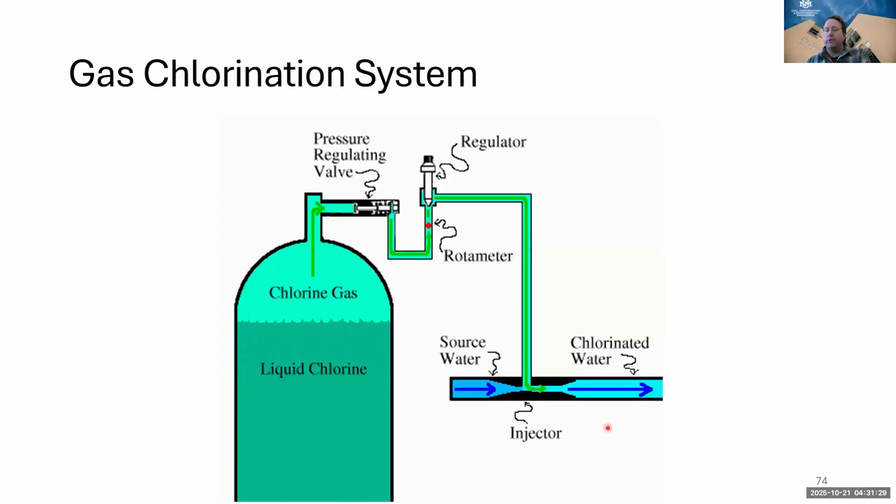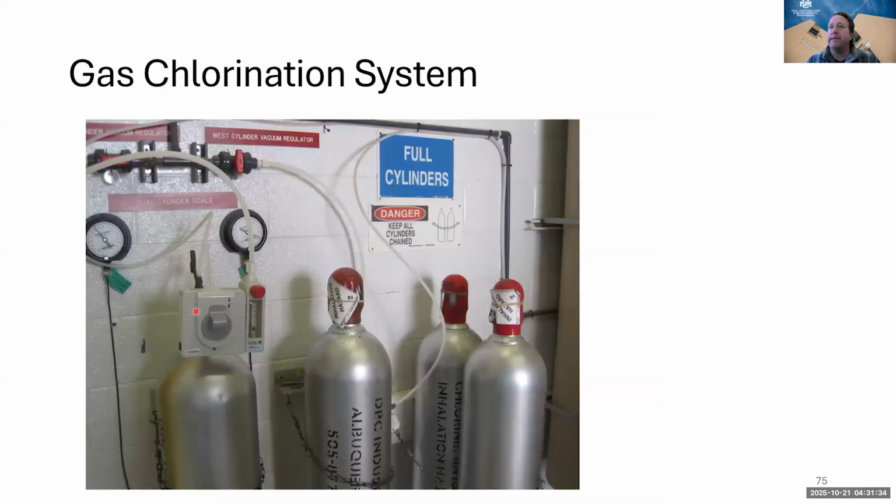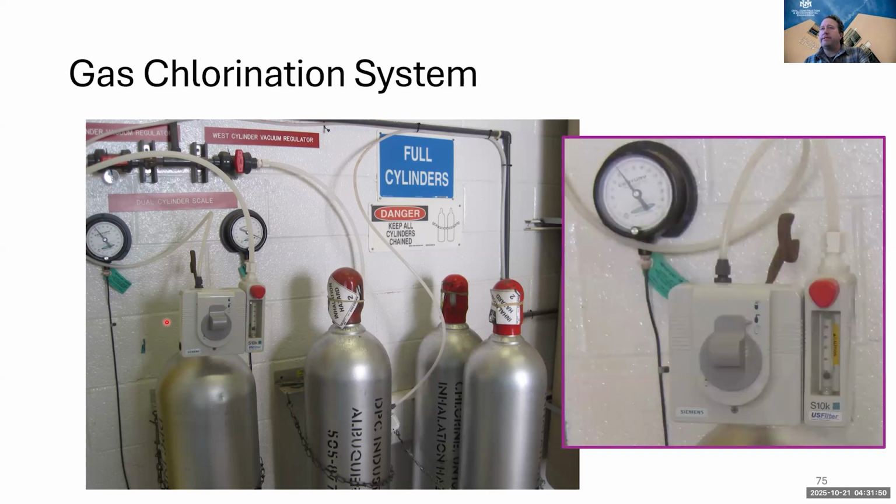So let's look at some more actual pictures of what this system looks like. So here's a system in operation, all right? And again, we can see a number of different things here. We can see the rotometer here and the regulator to control that flow of chlorine gas. And the system that's on here right now is an automatic turn-off system. So it closes that valve automatically if there's a leak. Again, we can see closer that rotometer with that regulator.